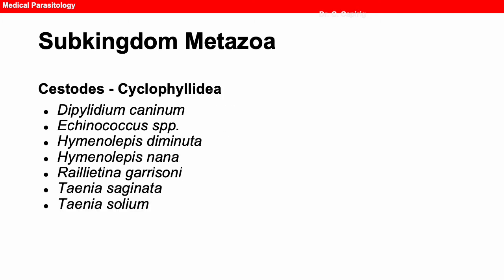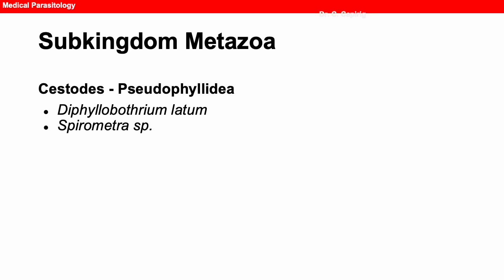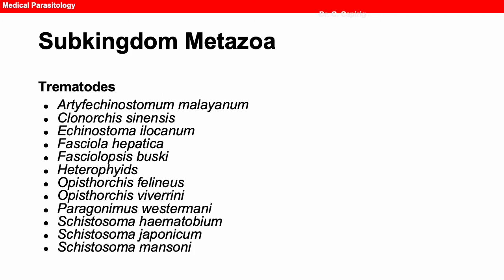For cestodes, we have the Cyclophyllideans. Under this classification, we have the Dipylidium caninum, Echinococcus species, Hymenolepis diminuta, Hymenolepis nana, Raillietina garrisoni, Taenia saginata, and Taenia solium. For the pseudophyllidean cestodes, we have Diphyllobothrium latum and Spirometra. Now, just remember which organisms are classified under which type of cestode. When we go into the specifics on cestodes, we'll be discussing the differences between the Cyclophyllideans and the pseudophyllideans.